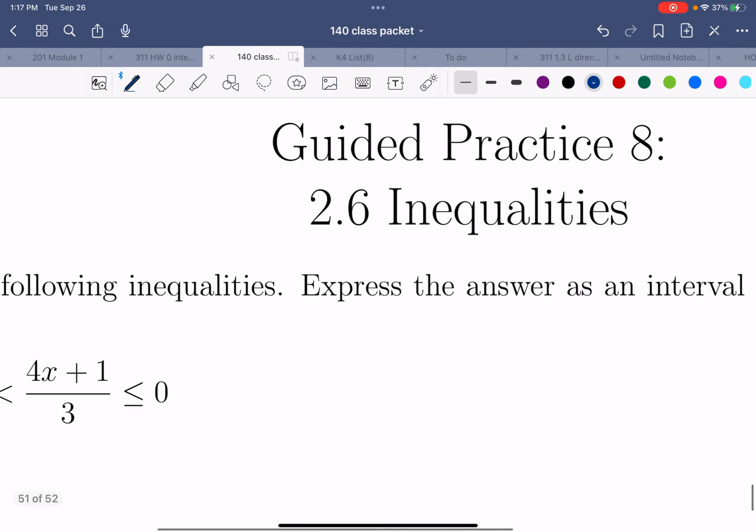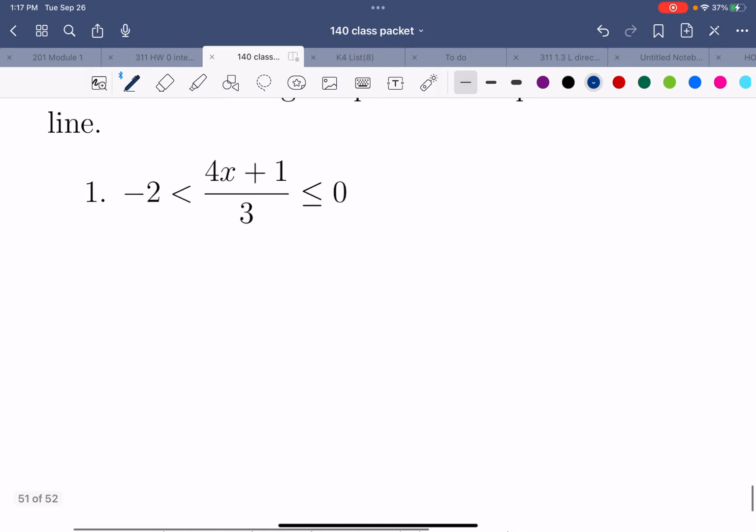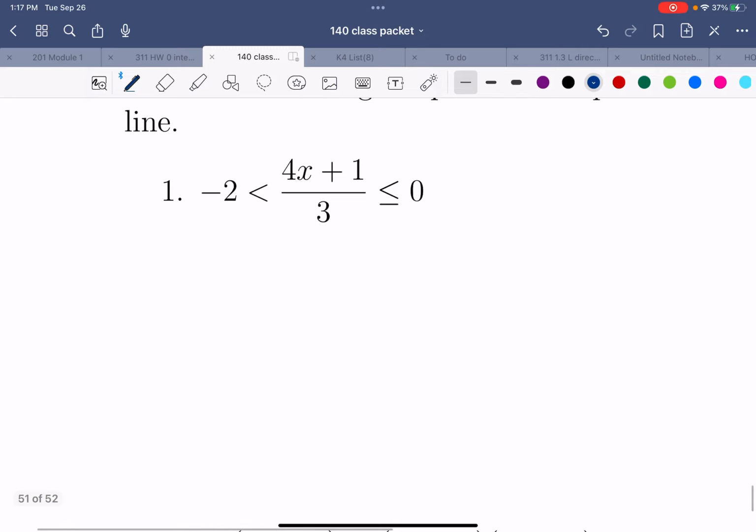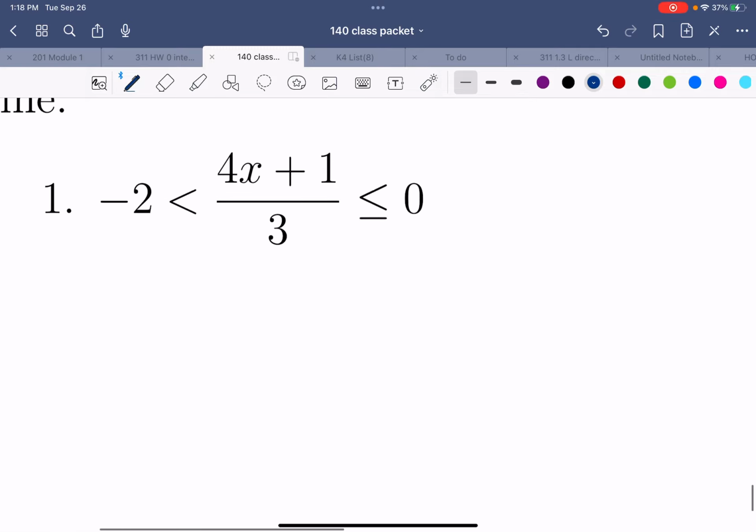We're working on solving our inequalities from section 2.6. We're going to start off here with number 1, where we have a 3-part inequality, and I am solving for x. So that means the first thing I want to do is get rid of this 3 in the denominator. So let's multiply all 3 pieces by 3.